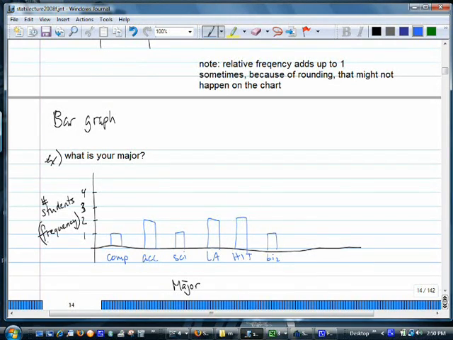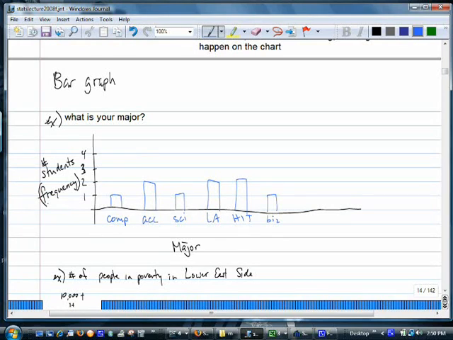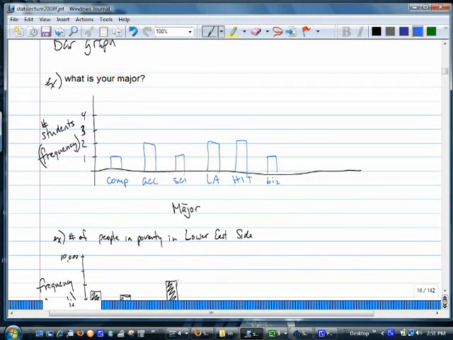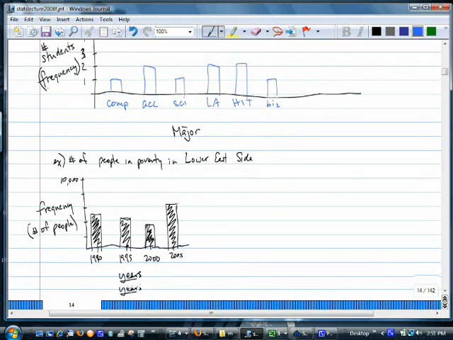All right. Now let's consider this other bar graph. This is a bar graph of the number of people in poverty on the Lower East Side. So in this case, each category is the year, and the frequency represents the number of people in poverty that year. So what can you tell me right away from looking at this graph? What can you tell me in terms of information? Right. The most people in poverty was in the year 2005. Can you see that immediately?